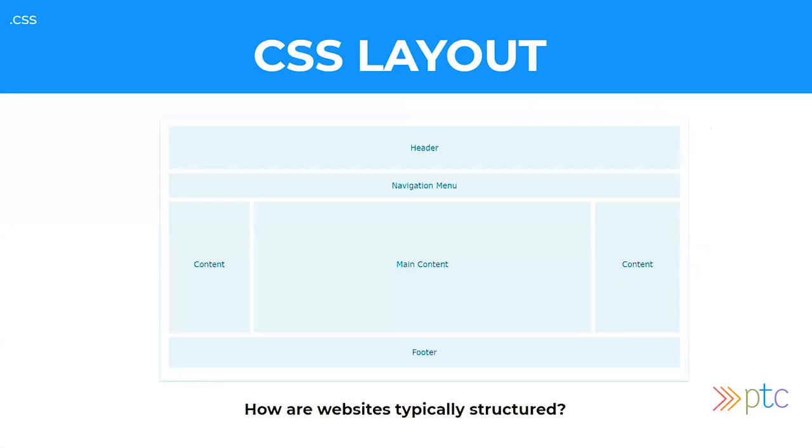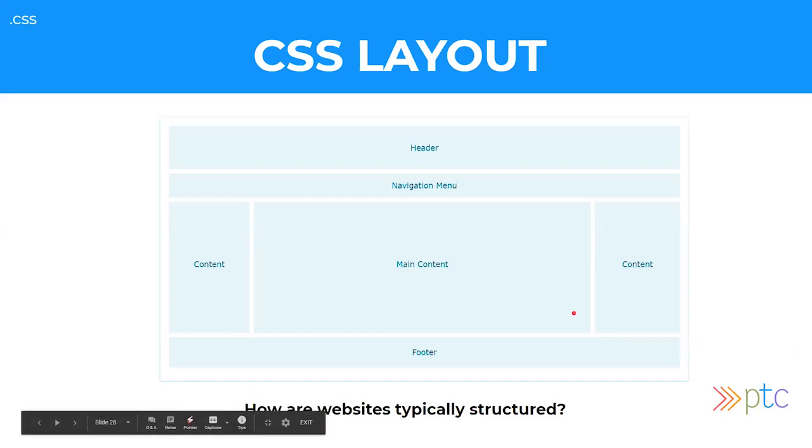A web page is typically made of a few different parts. There's the header, the menu, content, footer, and I'm sure that you've all seen a variation of this on the websites that you visit. On the screen here, we have a good visual of how websites are typically structured. So basically, we want to look at getting the layout right.